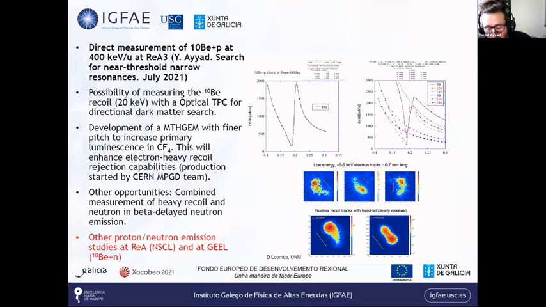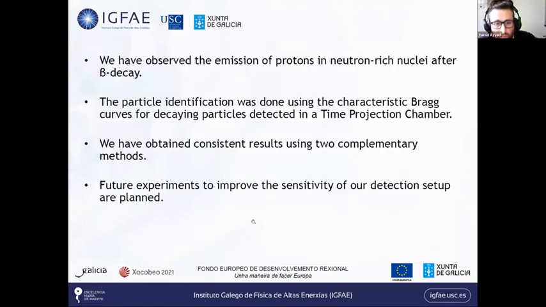Of course, that also brings other possibilities, like doing beta delayed neutron emission studies where you only measure the recoil. This is already ongoing. We have a detector prepared that can measure 5 keV electron tracks with an optical TPC, and nuclear recoils too. This is something that we'll test in the future.